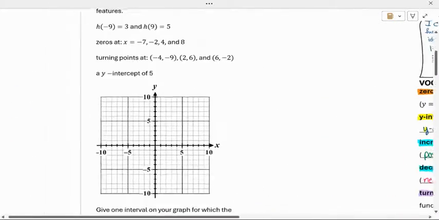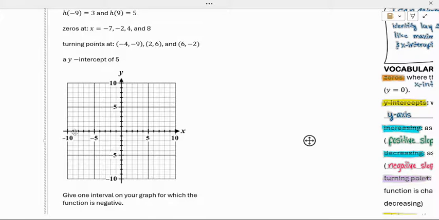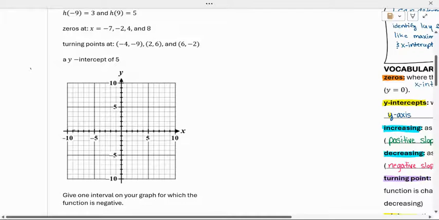So let's see. The first thing that I'm told is that h of negative 9 equals 3, meaning when I let x equal negative 9, my output is positive 3. That's going to be a point on my graph. I want everyone to plot that point. The other thing I know is that h of 9, when x is positive 9, my output is 5.